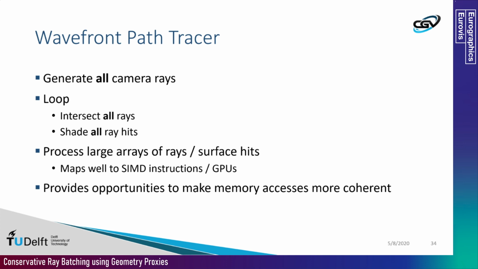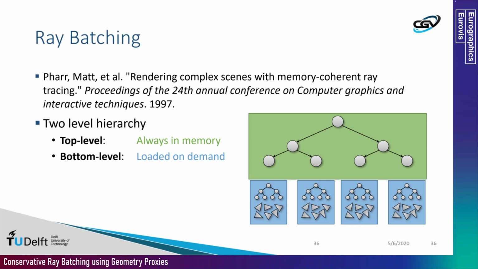This way of processing large arrays of data maps much better to SIMD instructions and GPUs, and it gives us an opportunity to improve the memory coherency. Ray batching is one of the techniques that we can apply to a wavefront path tracer to reduce the number of cache misses. We start by splitting the acceleration structure into 2 levels, a top level, which is always in memory, and a bottom level, which is either stored on disk or, in our case, rebuilt when needed. The same holds for the geometry, which is also stored on disk.